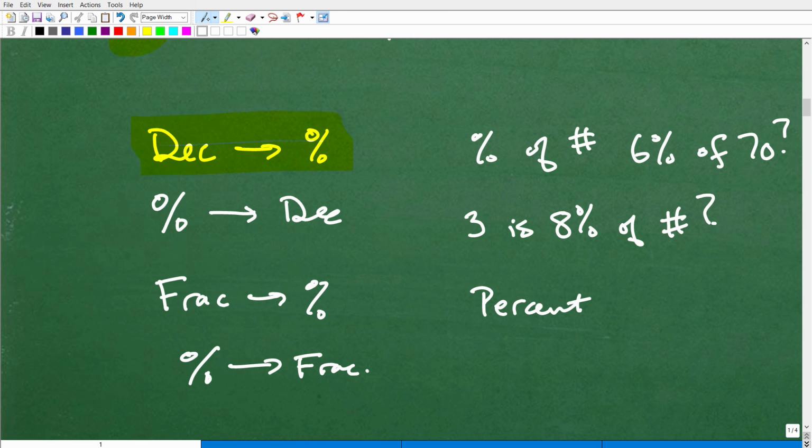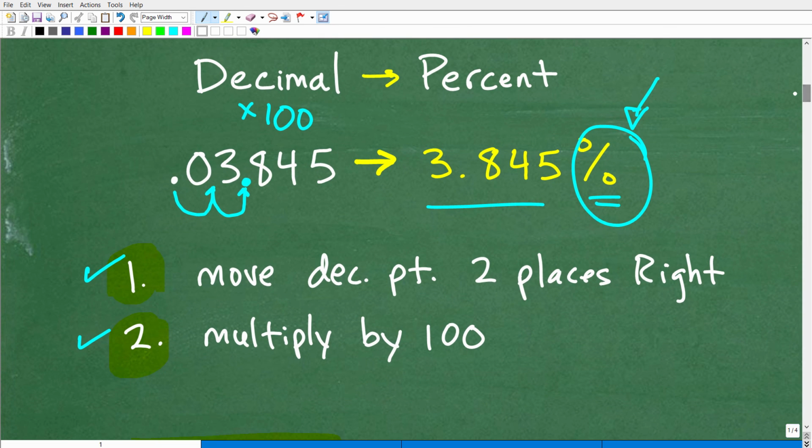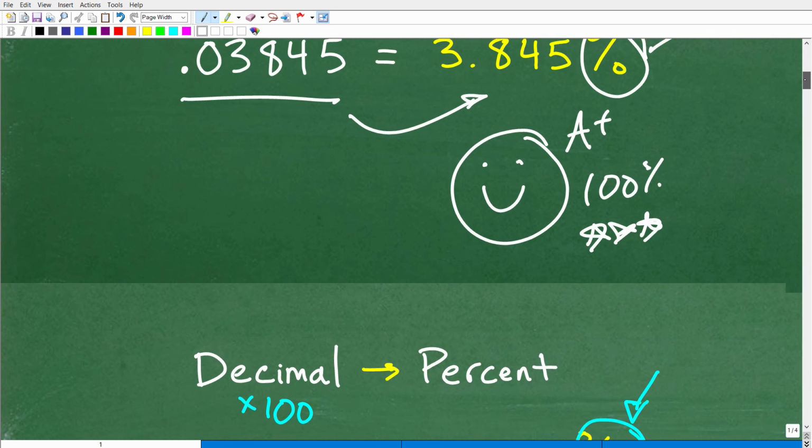But you got to understand percent. And the way you do this is not to try to just understand everything all at once. Just start building up your skill sets. So again, when you're going from a decimal to a percent, you got to move that decimal point over 2 places to the right, which is effectively the same as multiplying by 100.